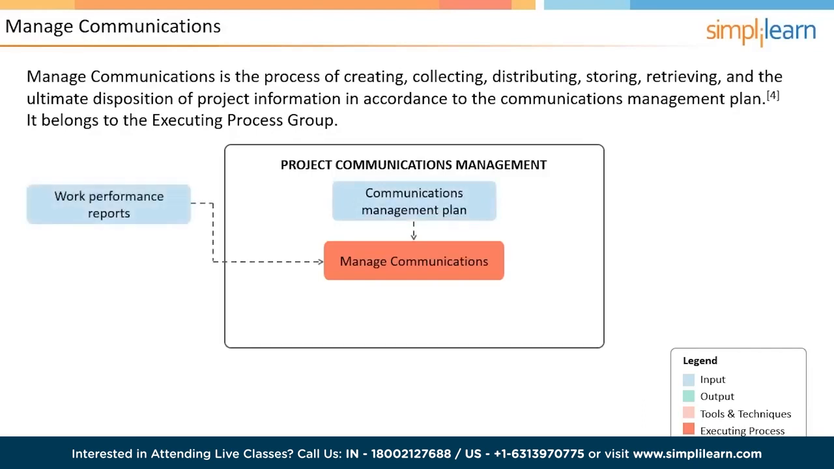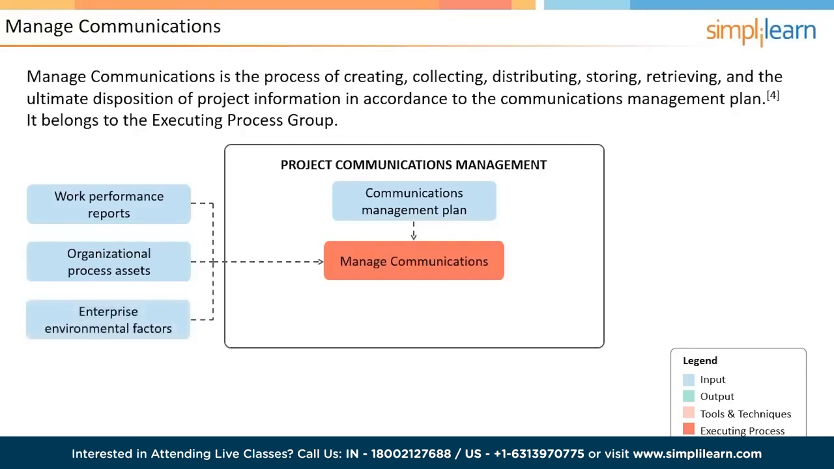Work performance reports have information regarding project performance and status information. Organizational process assets are the standard templates created for the status report by organizations. In some organizations, there are guidelines for communication distribution. Enterprise environmental factors are the other inputs to this process. Various tools and techniques are used in this process.